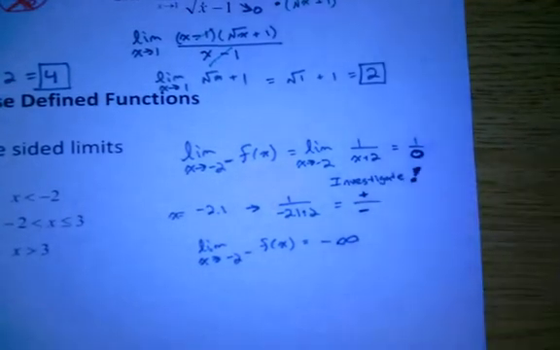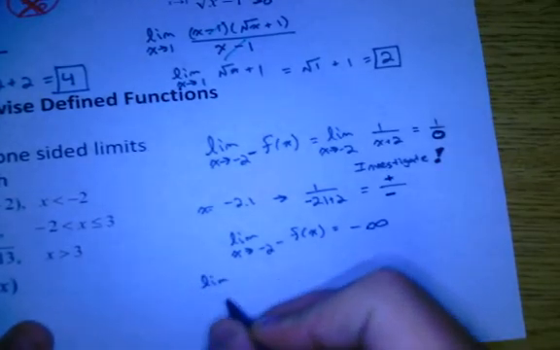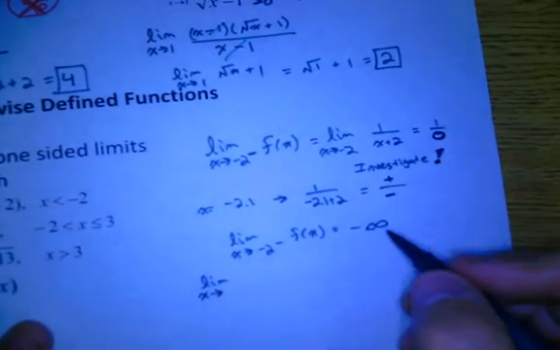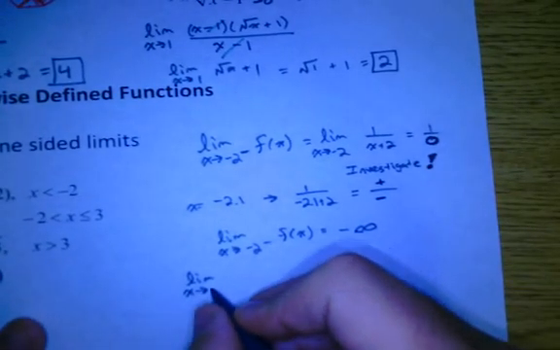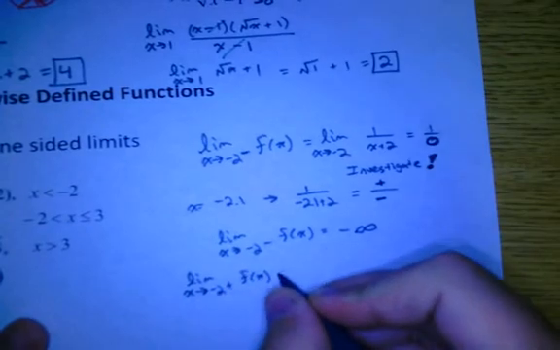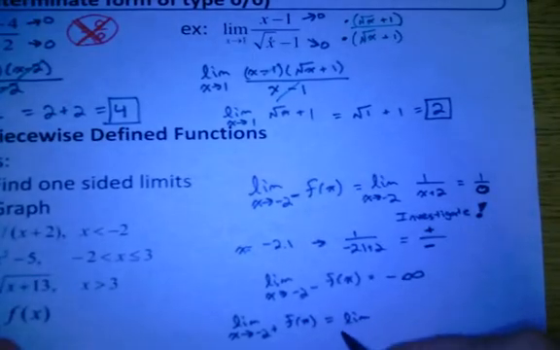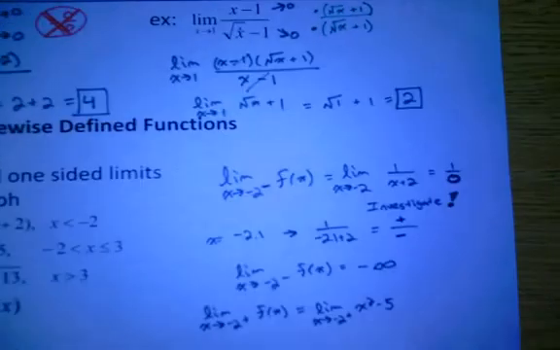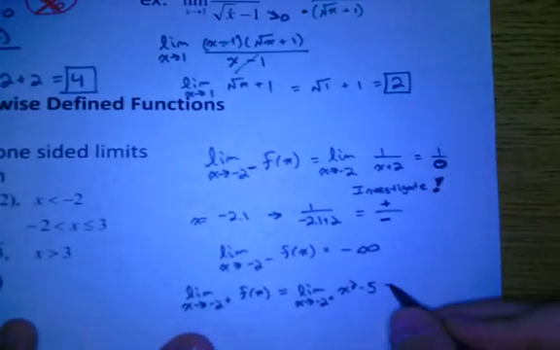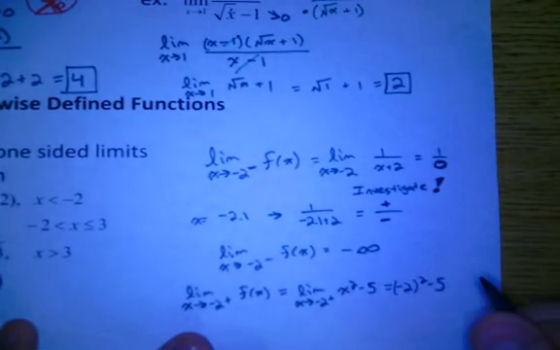I now need to find the right value. And if they match, it's awesome. My answer would be negative infinity because they would match. If they don't match, then my answer does not exist. So I'm going to do -2 from the right. So looking at this piecewise function, from the right is going to be this little guy right here. So I'm going to do the limit as x approaches -2 from the right of x squared minus 5. And when I plug this in right away, I'm going to get -2 squared minus 5, which is going to end me up with a -1.